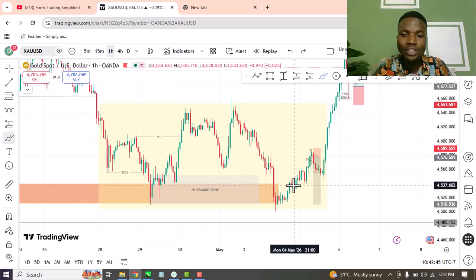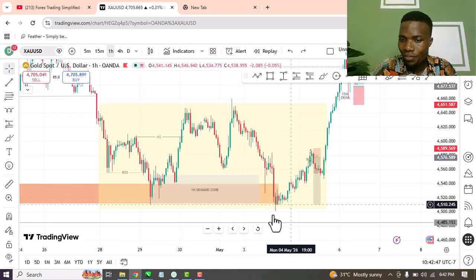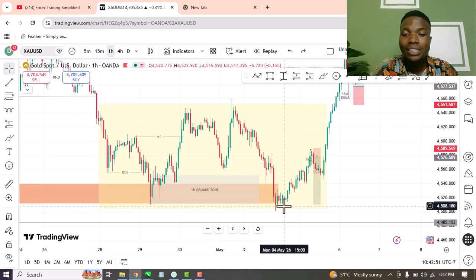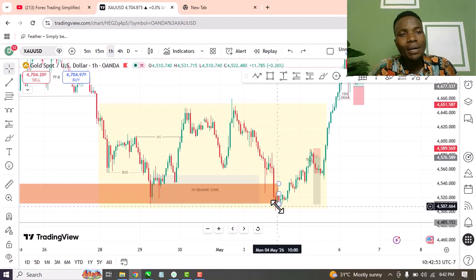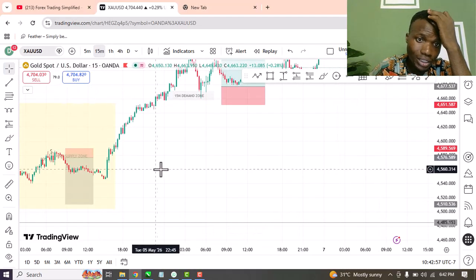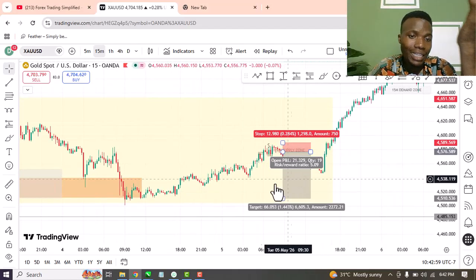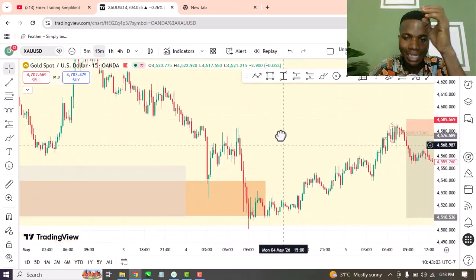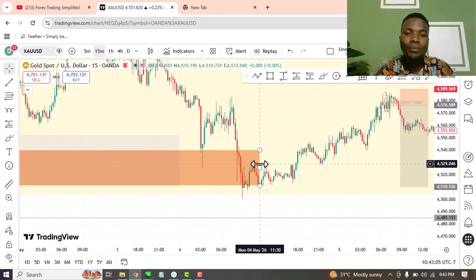What is our confirmation? The thing is, we don't have a confirmation yet here. This is how I look for confirmation. Since this is the 1 hour, if I want to look out for my confirmation, I will need to go to my 15 minutes time frame, because whatever happens on the higher time frame must have happened on the lower time frame.